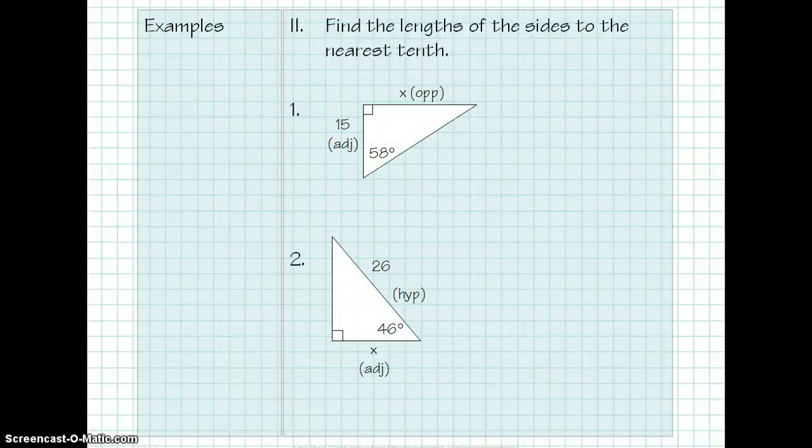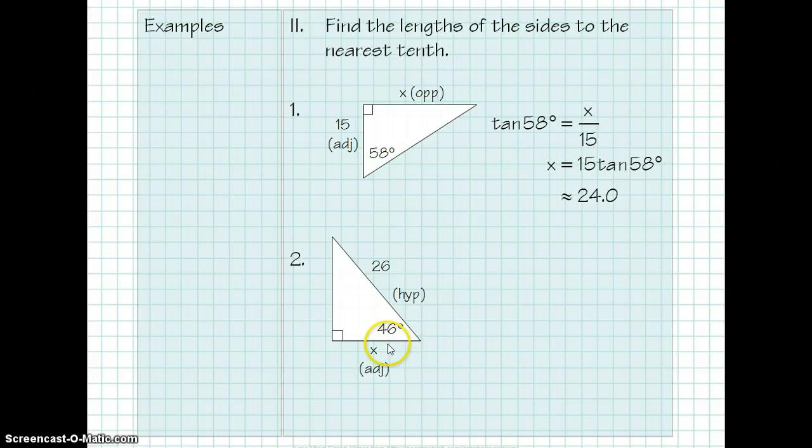Okay, so in this case now I've got a triangle. Nice, I label it for you. We know we have a 58-degree angle. We know the adjacent side is 15, and we're trying to find the opposite side. Well, opposite and adjacent means I'm going to use tangent. So the tangent of 58 is going to be x divided by 15. I multiply both sides by 15 to clear the fraction, and I get 15 times the tangent of 58, which gives me about 24.0.